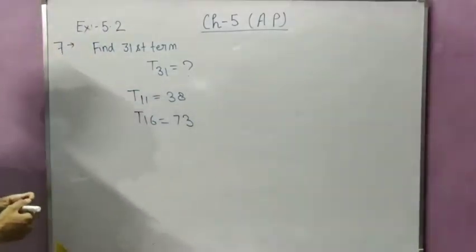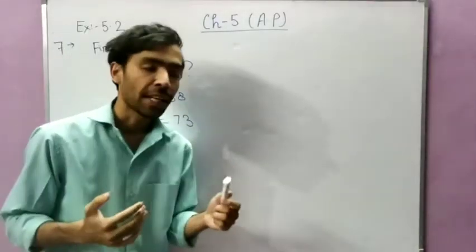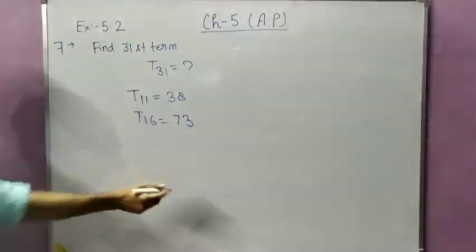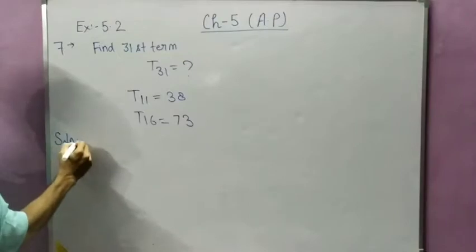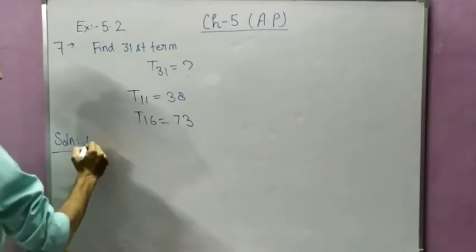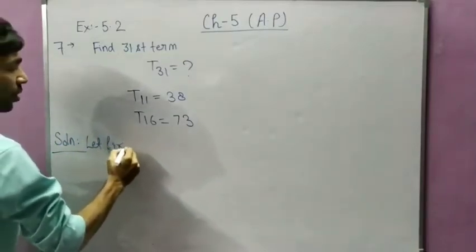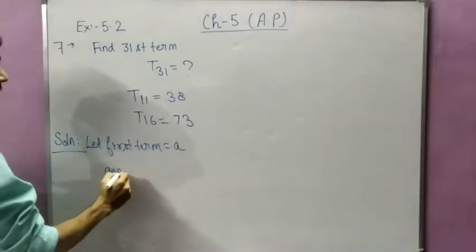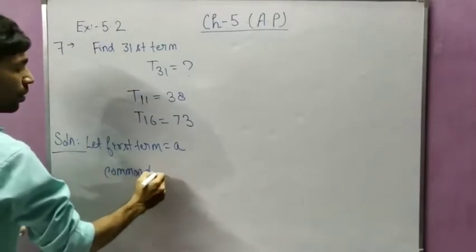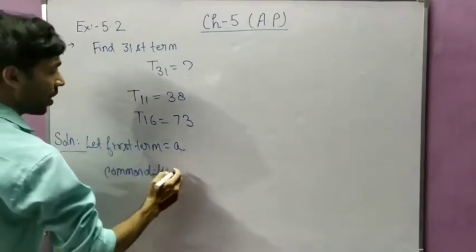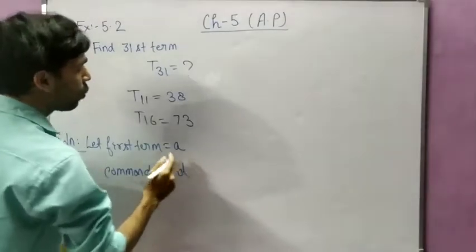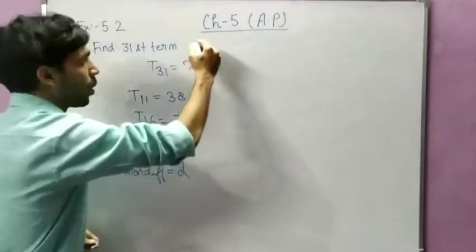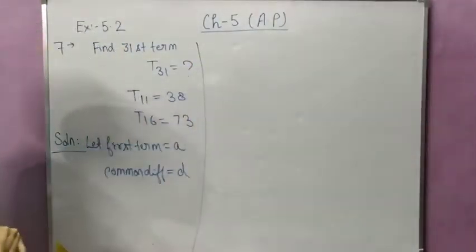When we are solving an AP, it should have its first term and its common difference. So for solving, we will assume: let the first term be A and the common difference be D. In every question you have to assume first term A and common difference D. Now whatever information is given we will take it.